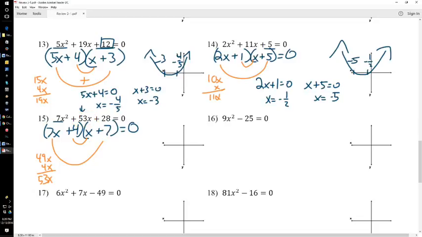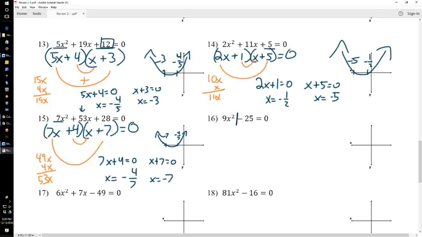And then, just like earlier, take your factors. 7x plus 4 equals 0, so x equals negative 4/7. And x plus 7 equals 0, so x equals negative 7. So negative 4/7 and negative 7. Put it through like that. There's your parabola. And last but not least for this video, we've got 9x squared minus 25.